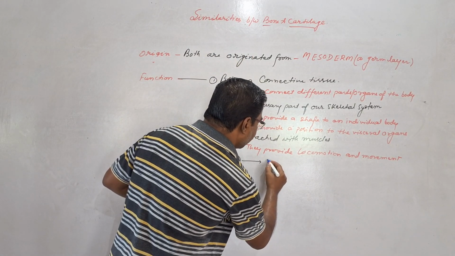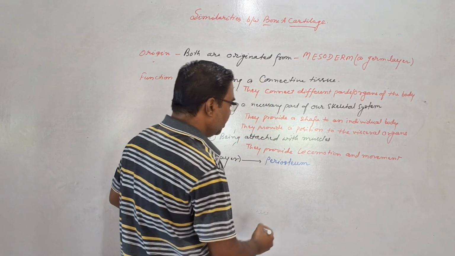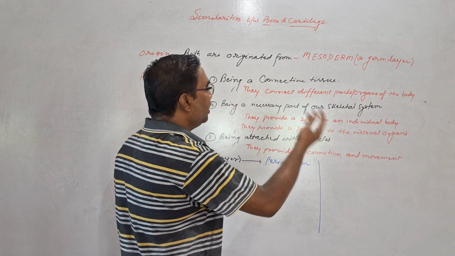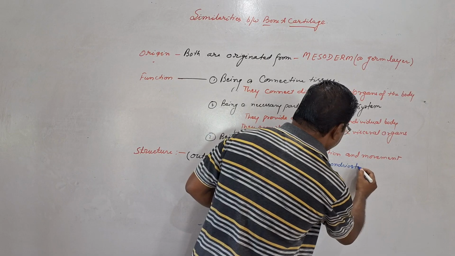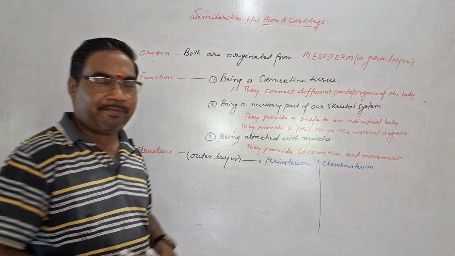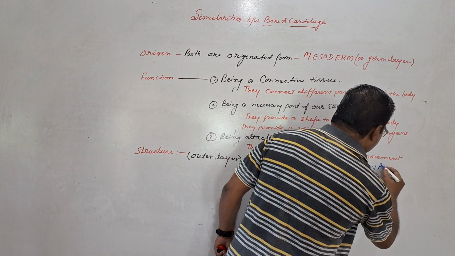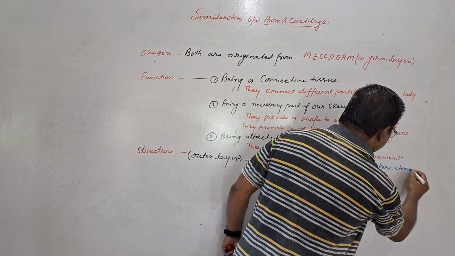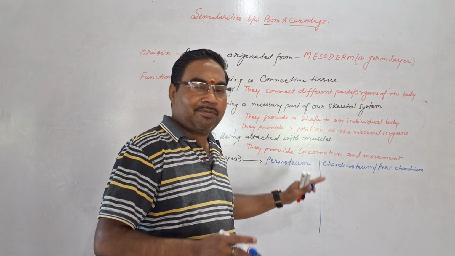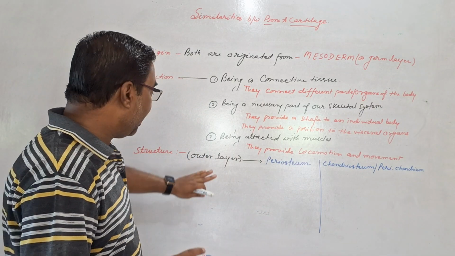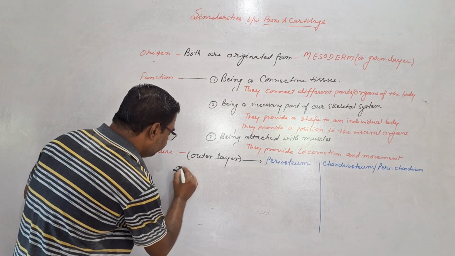Although the name of the outer layer in bone and cartilage is different. The outer layer in bone is called periosteum, whereas the outer layer of cartilage is called chondrosteum. Sometimes chondrosteum is also called perichondrium. The names of the outer layer are different, but they have an outer layer. This is a common thing.